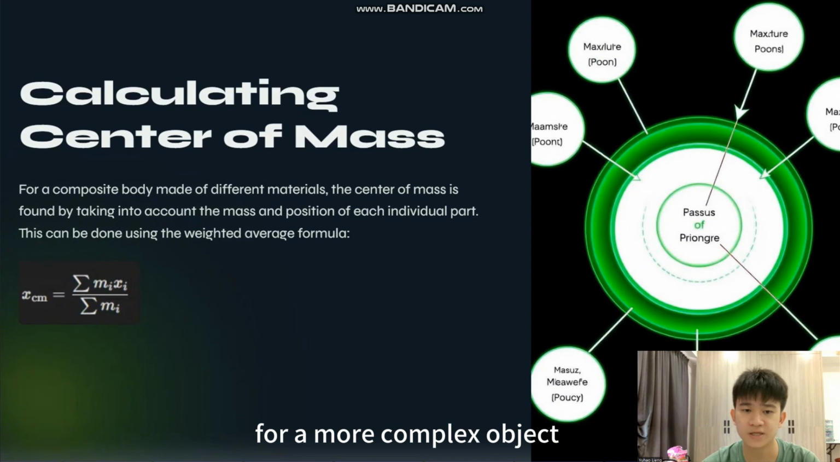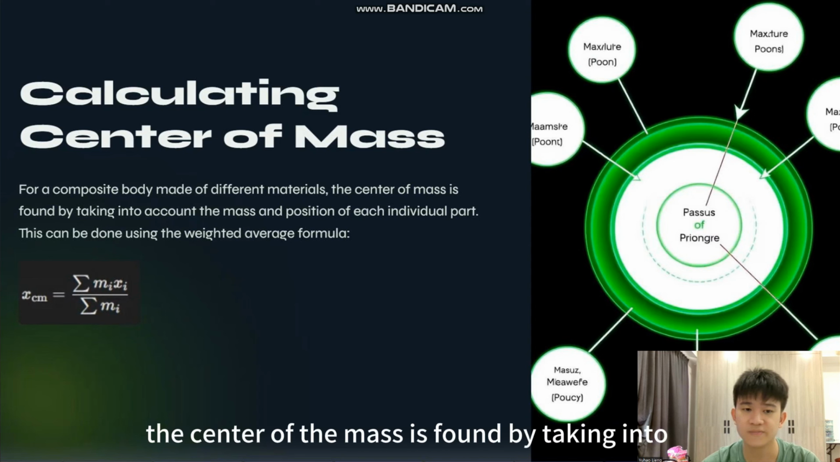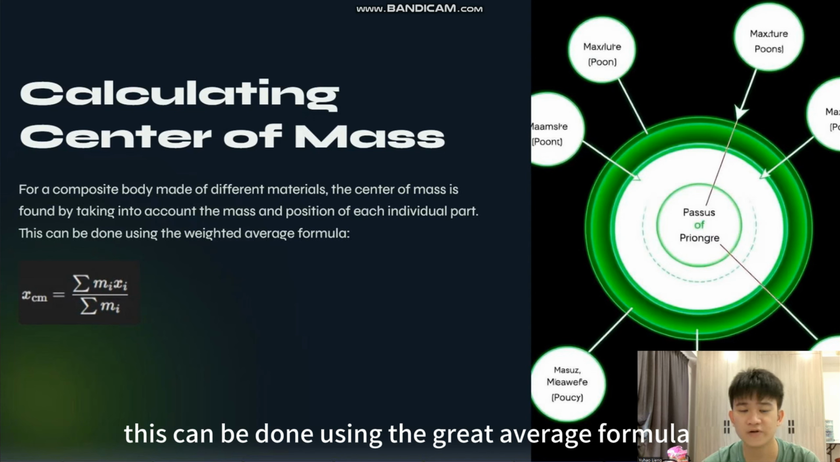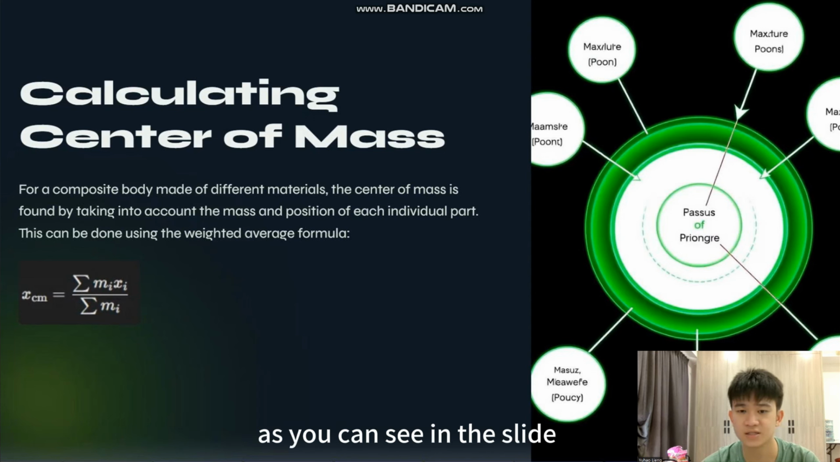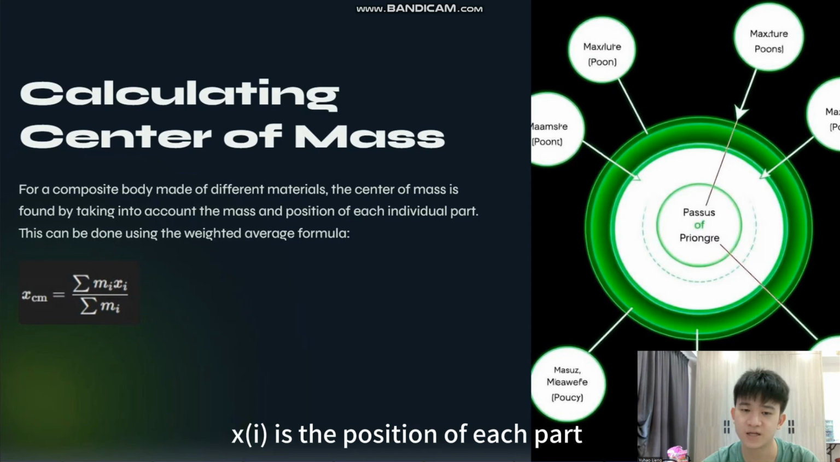For a more complex object, such as a composite body made of different materials, the center of mass is found by taking into account the mass and position of each individual part. This can be done using the weighted average formula. As you can see in the slide, x equals the sum of m_i x_i divided by the sum of m_i. In this equation, m_i is the mass of each part, and x_i is the position of each part.